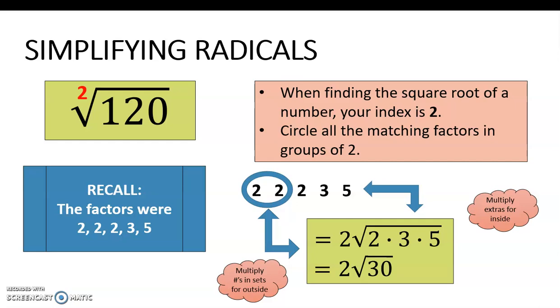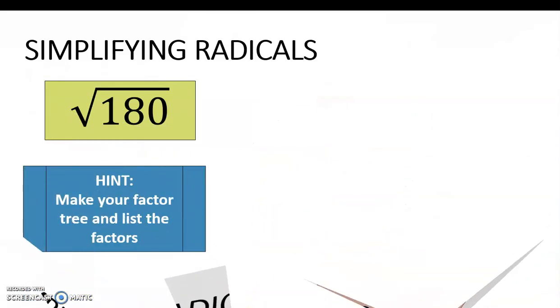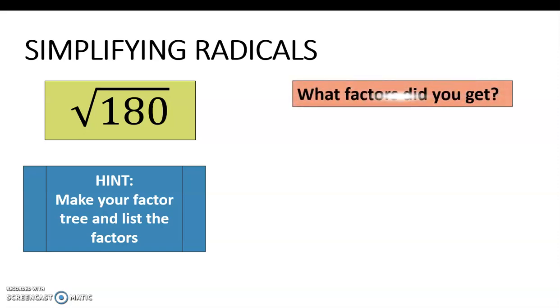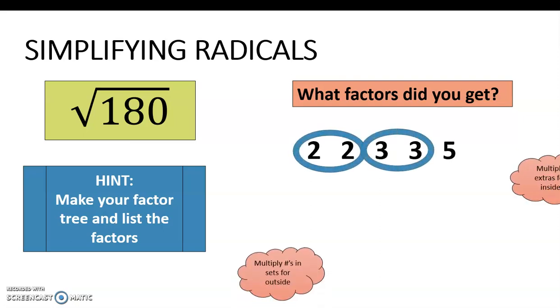Okay, let's try another one. Square root of 180. Okay, I want you to pause your video and make your factor tree. And then when you think that you have got your factor tree and listed all of your factors, then go ahead and hit play. Okay, what did you get? You should have got 2, 2, 3, 3, 5.